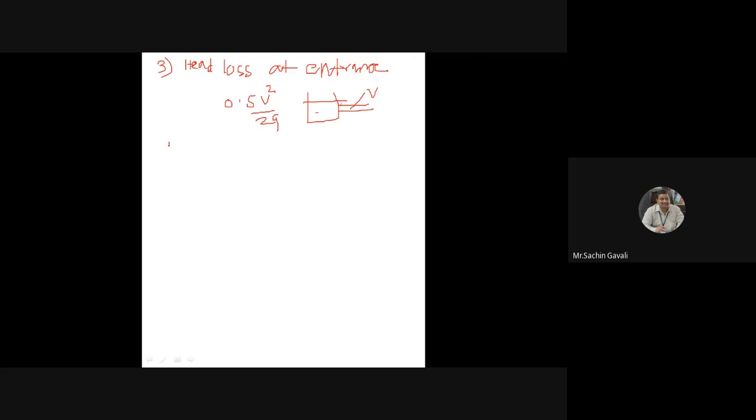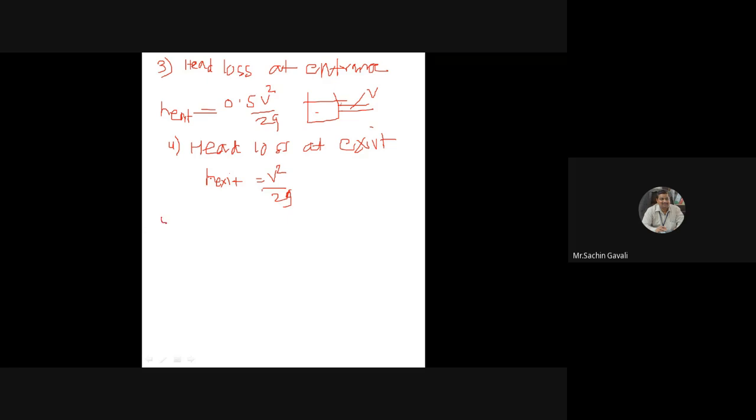And the fourth loss, we'll tell: head loss at exit. Here I will write H exit. So what is the formula for head loss at exit? H exit is V square upon 2G, where V is also the velocity in pipe. Then this is the fourth loss we have.